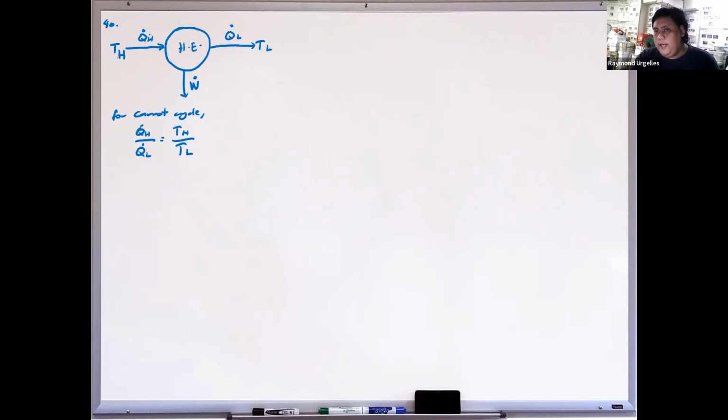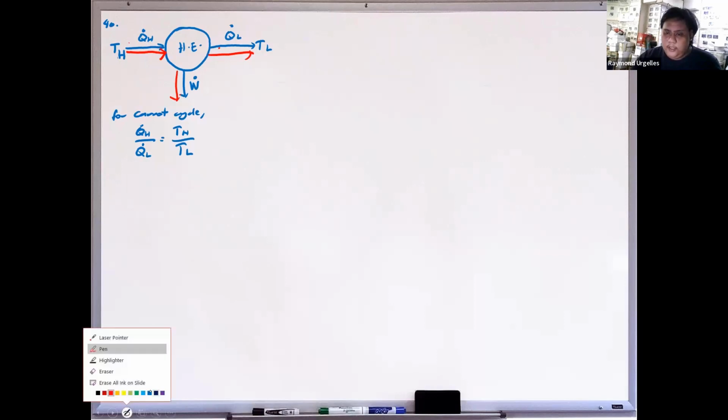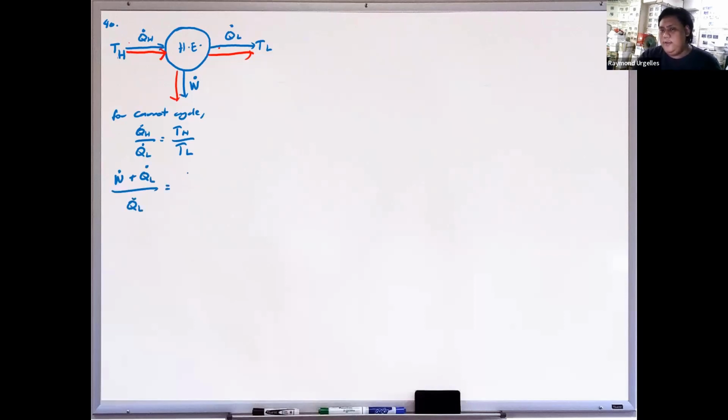But again, what's QH? As you can see from this diagram, our QH is going in, in this direction. The W dot and the QL dot are going out. So QH dot should be W dot plus QL dot. So we can rewrite this as W dot plus QL dot, divided by QL dot, which is equal to TH over TL. Then we can calculate the QL dot here.